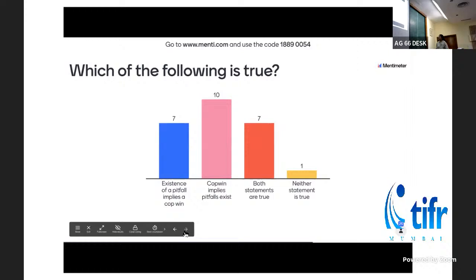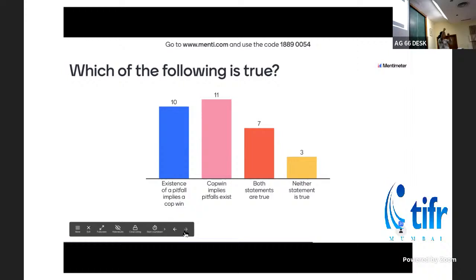Okay, so let's think about this. The existence of a pitfall implies a cop win. Can anybody come up with a graph which has a pitfall but is not a cop win? Exactly, yeah. You could have a pitfall in some corner of the graph, but the robber somehow manages to stay away from it. So you could have a cycle, and you could have a degree one vertex coming out of it, like a leaf in a tree, right? So if the robber was on that degree one vertex, and the cop was on the vertex on the cycle from where the degree one vertex is sprouting, then that's a pitfall attack situation.